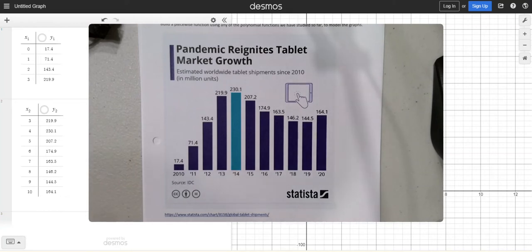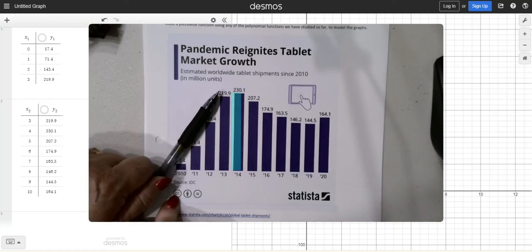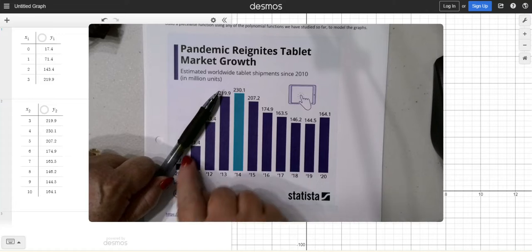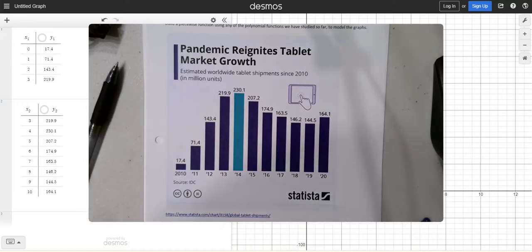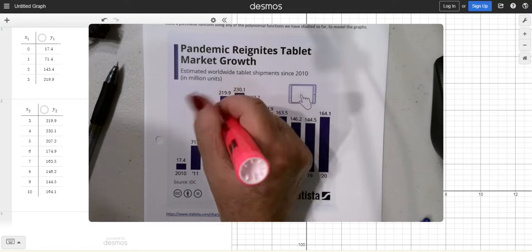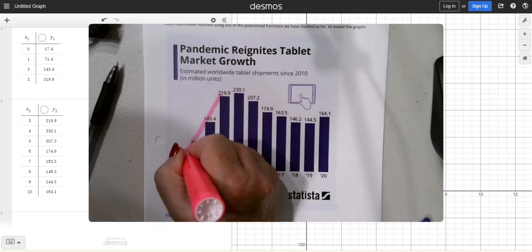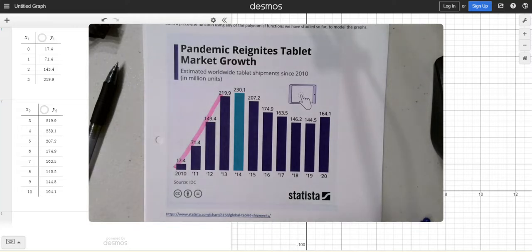Looking at this graph, for a while, it really appears to me that we have data that looks like a pretty straight line through here. So I would be tempted to say I could model the data with a straight line for those first few years, up to 2013, let's say. After that, clearly it's no longer linear. In fact, I'm seeing a bit of a curve here. So I'm going to just sketch in what I'm seeing. I'm thinking maybe I'll use a linear function from 2010 to 2013.